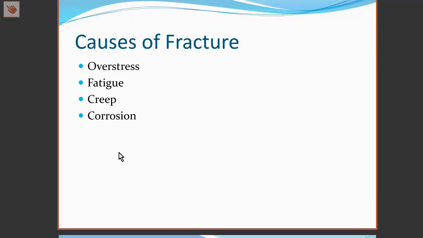Under such a definition, the causes of fracture are overstress, which is applying a load that exceeds the tensile strength of the material; fatigue, which is the initiation and growth of cracks under loads that are below the yield stress, but these loads are cyclical in nature and they cause the growth of cracks in the material. Creep is a time-dependent strain in the material that occurs at elevated temperatures, and corrosion is chemical attack of the material from the environment in which it is operated or used. So we will consider these four causes of fracture in this module.